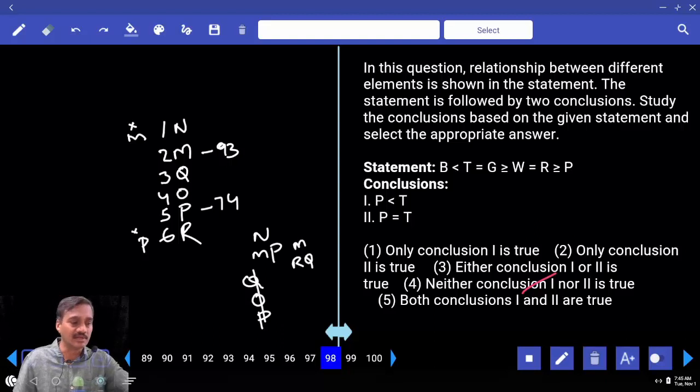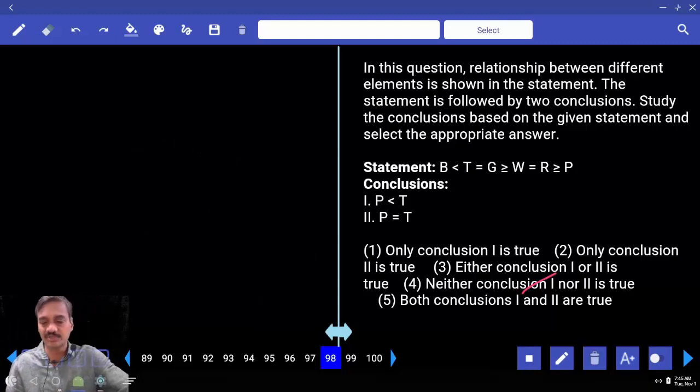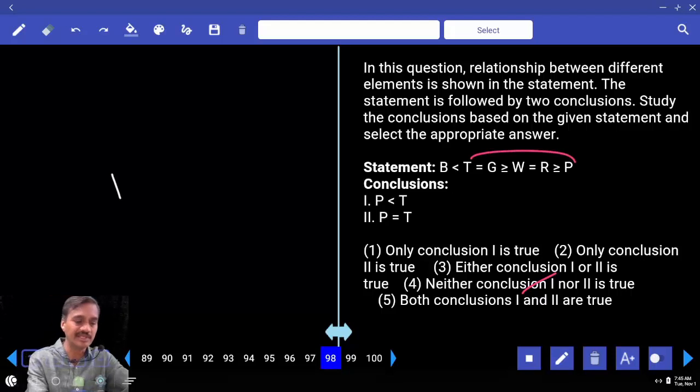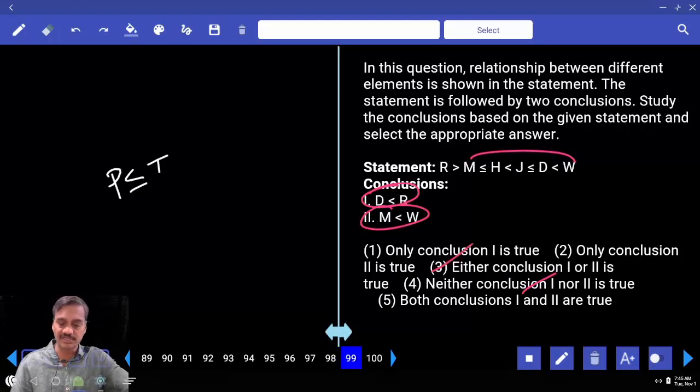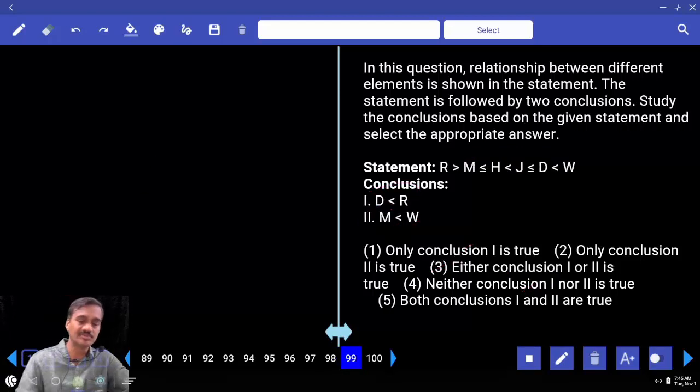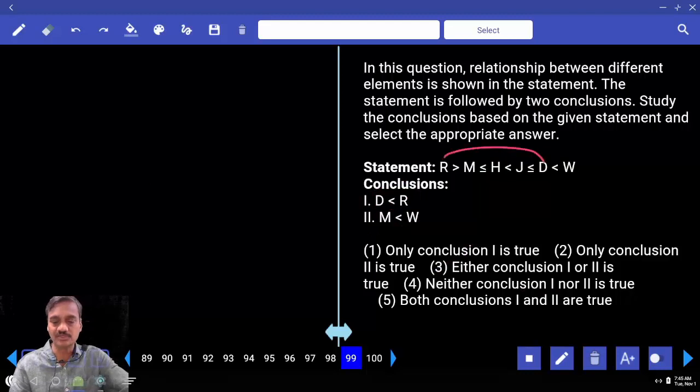Then 98 to 100. Now in this 98 onwards, it is based on coded inequalities. The relation between T and P: T greater than or equal to P means P is either lesser than or equal to T. Either 1 or 2, choice 3, 98. Then 99, the relation between D and R. R and D, two opposite symbols, so no relation. M lesser than W, definitely true, only 2. That is given in choice 2, 99.